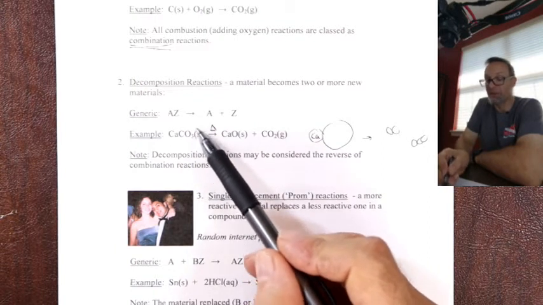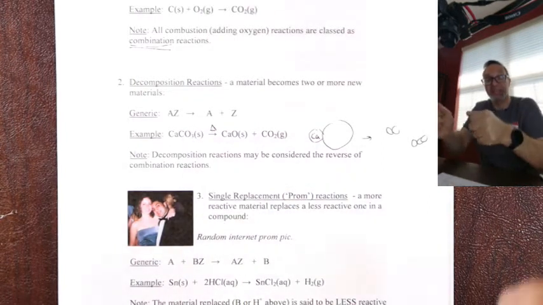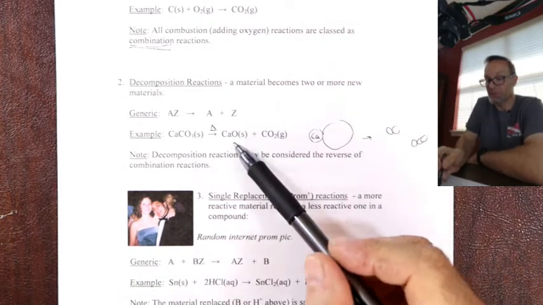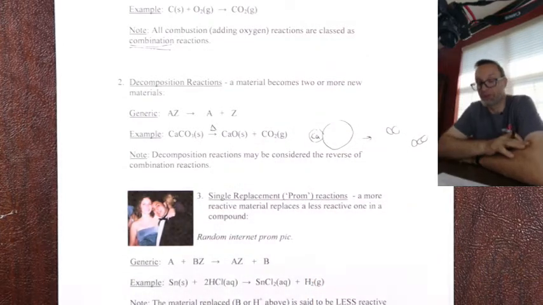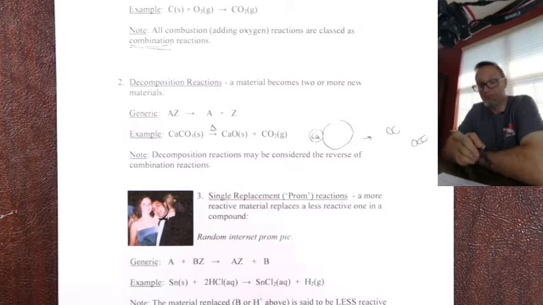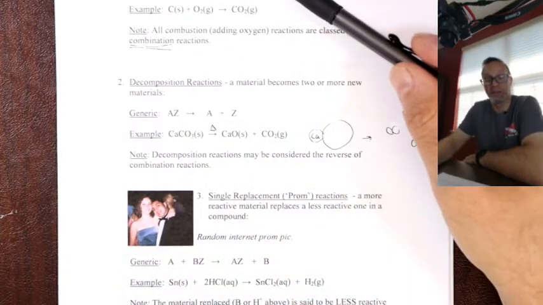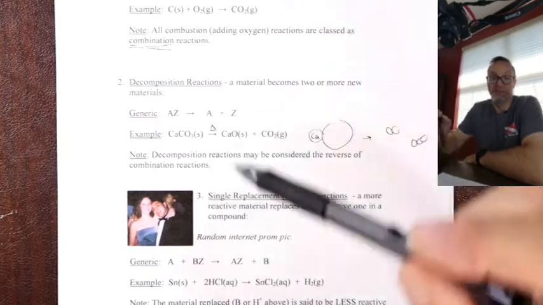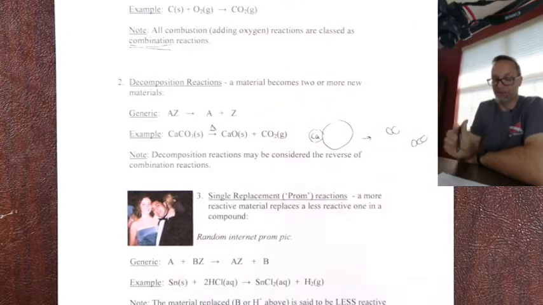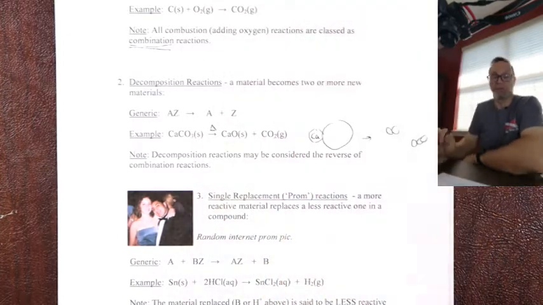There's no oxygen over here. I'm just heating this thing up. I'm shaking it with thermal energy, right? It falls apart to make two smaller, more stable things. So that's a decomposition. If you see more things coming from less things, it's kind of the reverse of a combination. That's decomposition. All right, so I kind of think of them as the reverses of a combination.